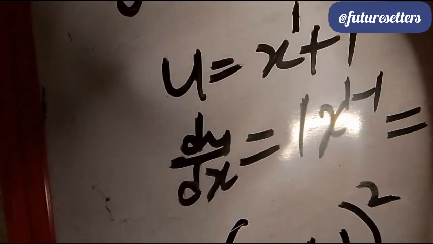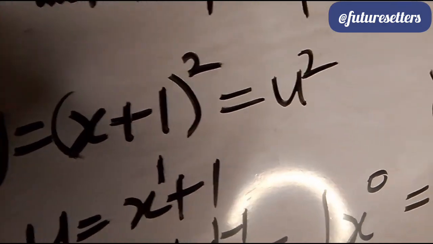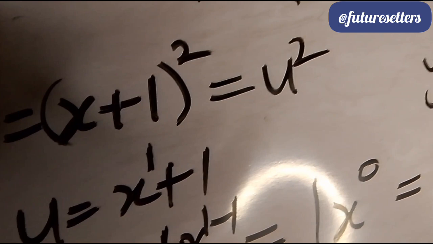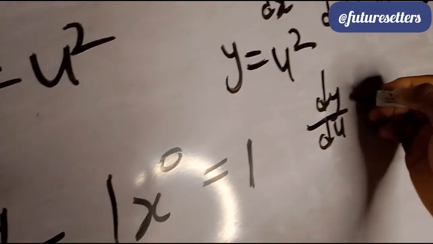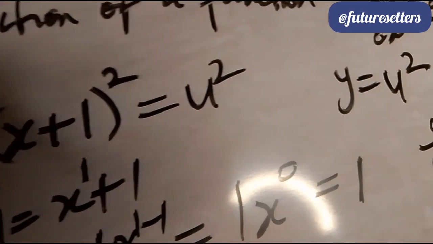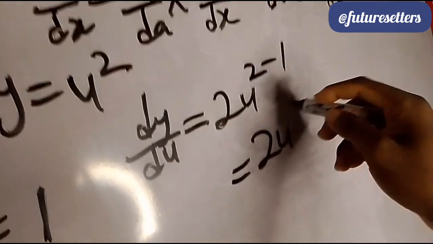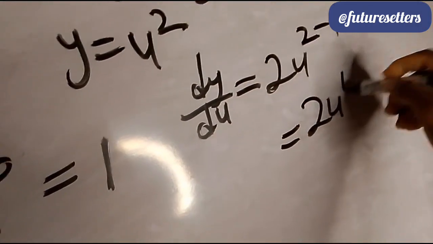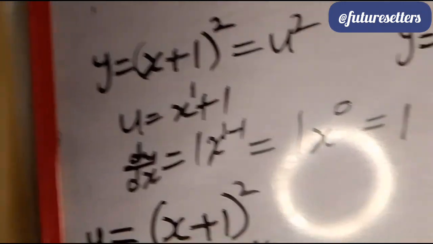Now we're going to check. This is y equal to u raised to power 2. So if y equal to u raised to power 2, dy/du, we're going to differentiate y in respect of u. So this will give us dy/du is equal to 2u, because 2 minus 1 is u raised to power 1, which is 2u. So in this regard, we already have dy/du and du/dx.